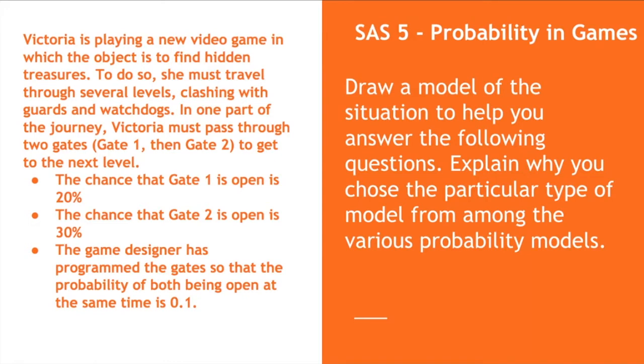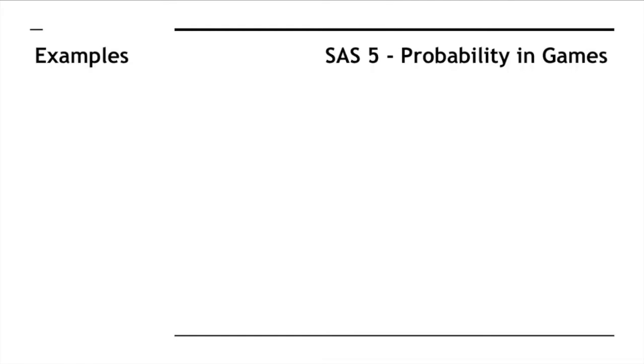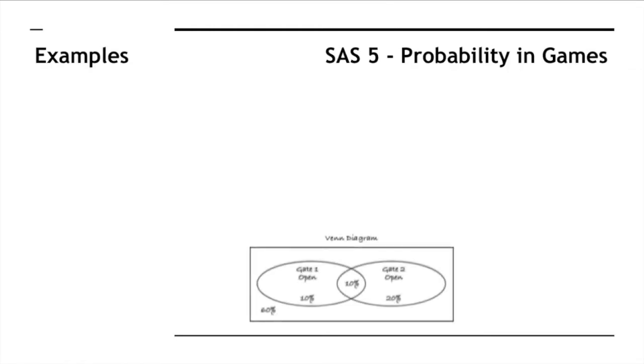Now remember, we had 3 different types of probability models that we looked at: Venn diagrams, tree diagrams, and area models. So those are all graphical displays that describe probability. Let's look at some of them. Here's an example. That's a Venn diagram.